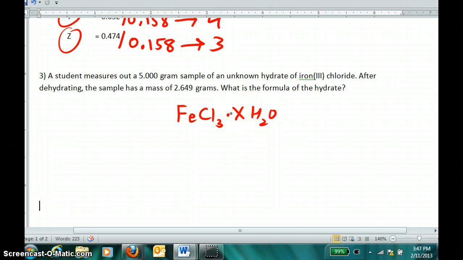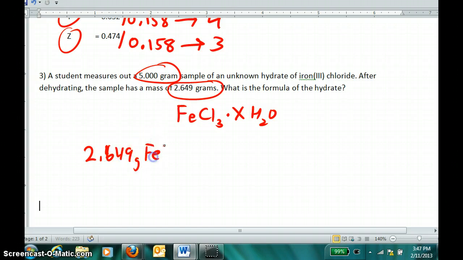We don't know what goes in front of that water, but we have some kind of ratio of iron(III) chloride to water. And after dehydrating this 5-gram sample, getting rid of the water, we have 2.649 grams of the anhydrate. So yes, we have 2.649 grams of iron(III) chloride because that's what the anhydrate portion is. And of course, I can use the initial mass before dehydrating and the final mass after dehydrating to figure out what portion of the original mass was water.